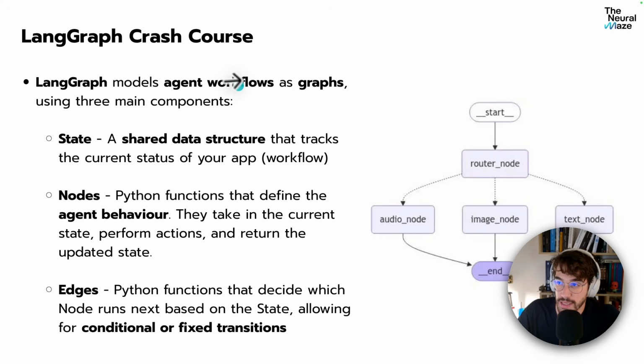LangGraph models agent workflows as graphs, as I said before, using three main components. Component one is the state. Remember that LangGraph models the agentic systems, the agentic workflows, as graphs, and these graphs need to have a state attached. This state is a shared data structure that tracks the current status of your app, your workflow.